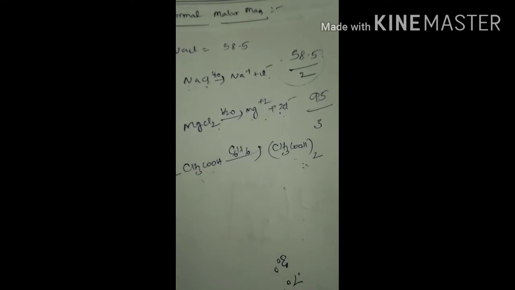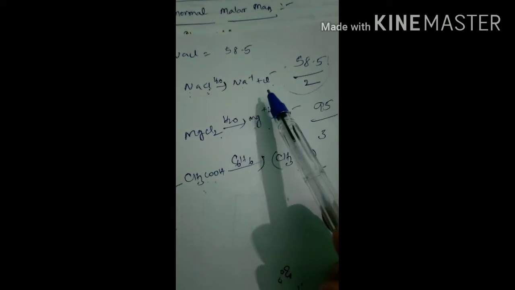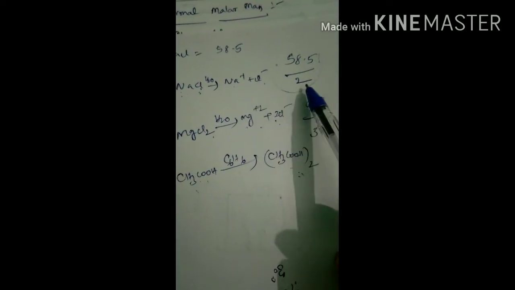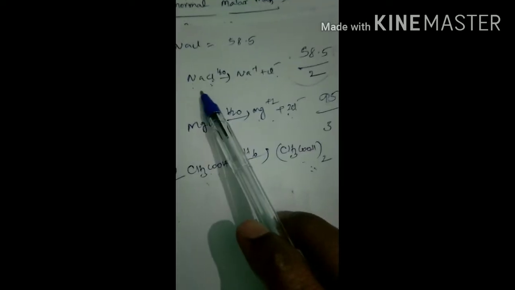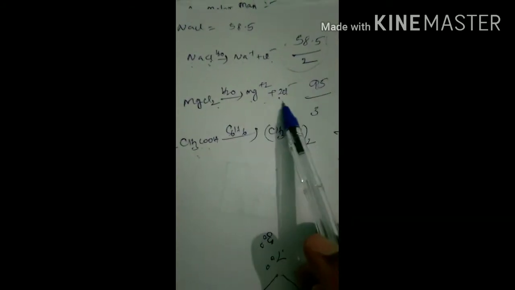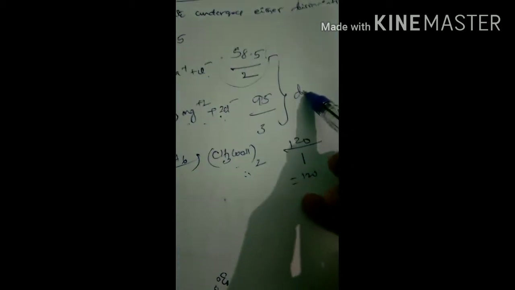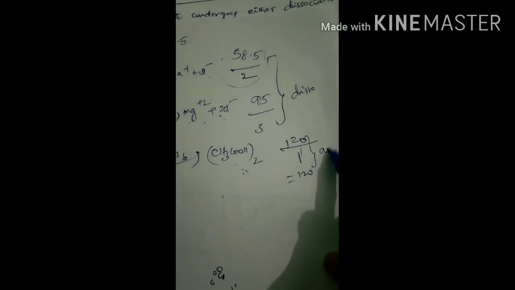Here we have to know some more points, that is dissociation and association. Dissociation means if the number of particles increases after reaction. Here one particle becomes two particles. That means one NaCl becomes one Na+ and one Cl-. These are particles. Here MgCl2, one particle becomes three particles: one Mg2+ and 2 Cl-. After reaction, if the number of particles increases, that is dissociation. If the number of particles decreases, that is association. So these two examples are for dissociation, and this is an example for association.